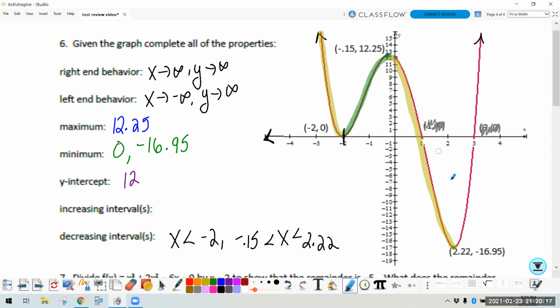These other intervals, other parts of my graph are increasing. So we are increasing when x is between negative 2 to negative 0.15. And then we can use this arrow on the end to help us. It's every x greater than 2.22.